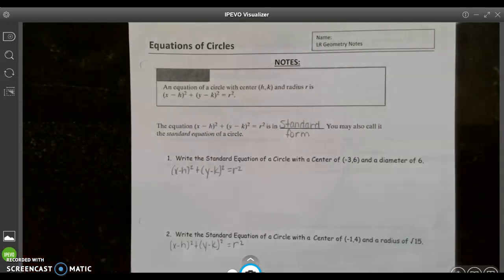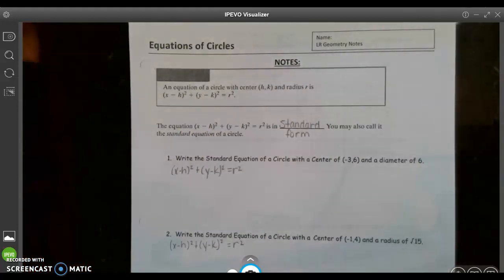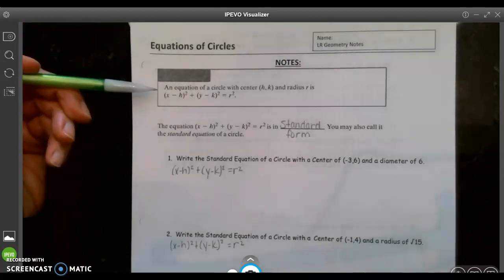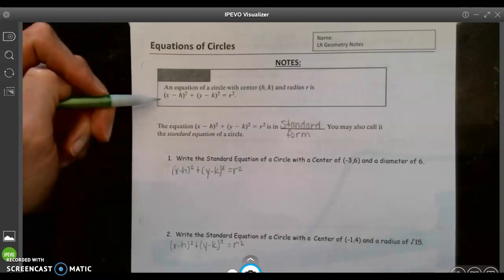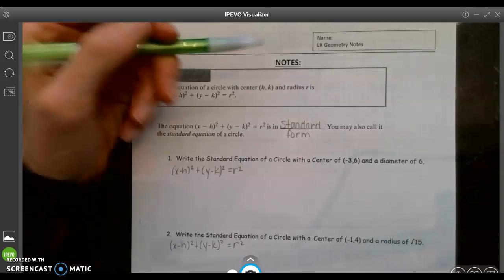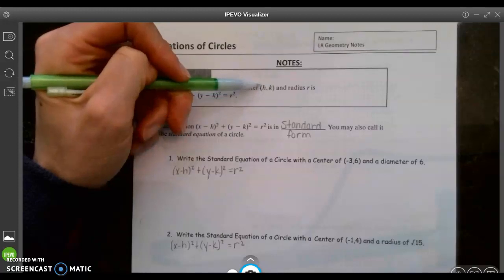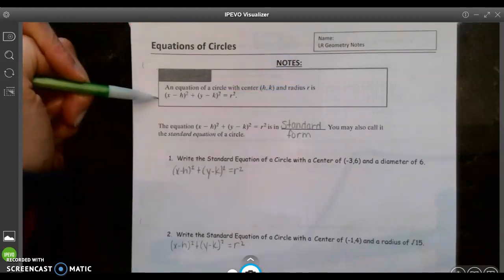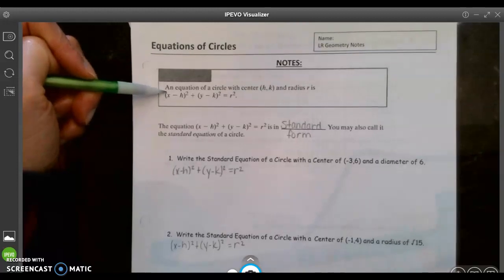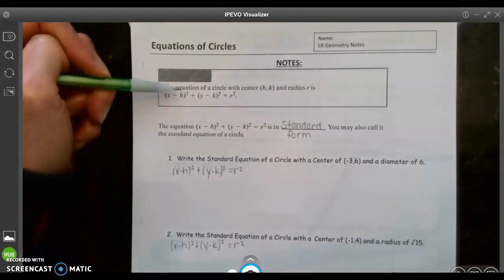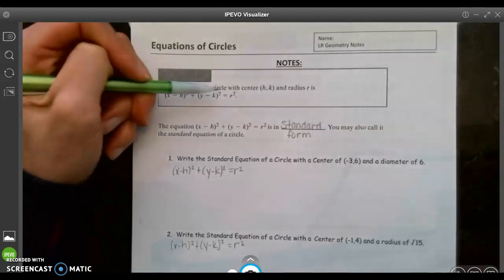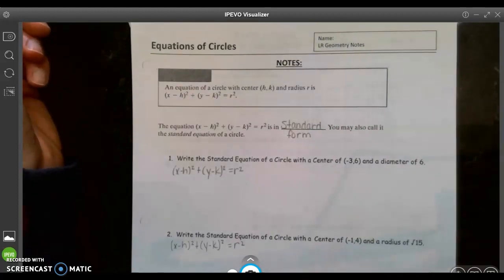This is going to be the last of the new information for the circles unit. We're going to look at equations of circles. There's a formula that we're going to use for each problem. An equation of a circle with the center (h, k) and the radius r follows this equation: (x - h)² + (y - k)² = r².